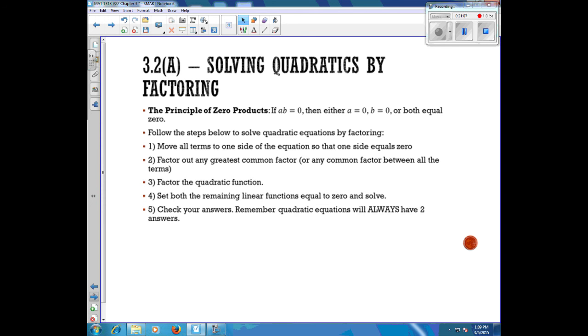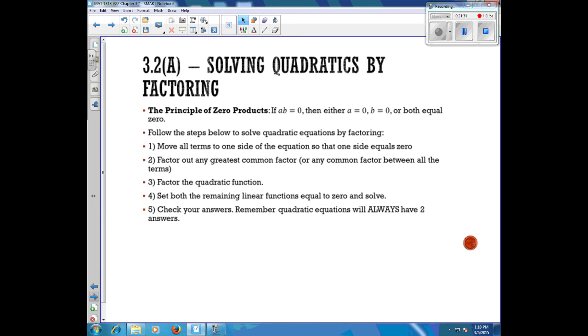So when we want to solve quadratic equations by factoring, we want to move all the terms to one side of the equation so that one side equals 0. We're then going to factor out any greatest common factors, or any common factor between all the terms. Then we're going to factor the overall quadratic, like we just did in the past two examples.